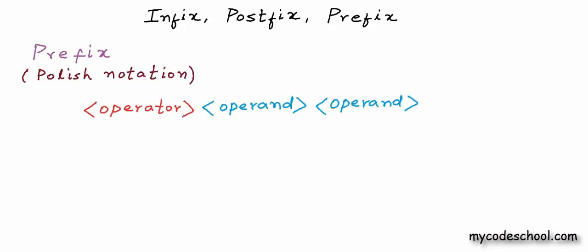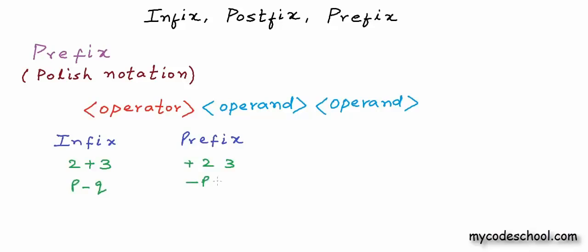In prefix notation, the operator is placed before operands. This expression 2 plus 3 in infix will be written as plus 2 3 in prefix. Plus operator will be placed before the 2 operands, 2 and 3. P minus Q will be written as minus P Q. Once again, just like infix notation, an operand in prefix notation doesn't always have to be a constant or variable. An operand can be a complex prefix expression itself. This expression a plus b asterisk c in infix form will be written like this in prefix form.